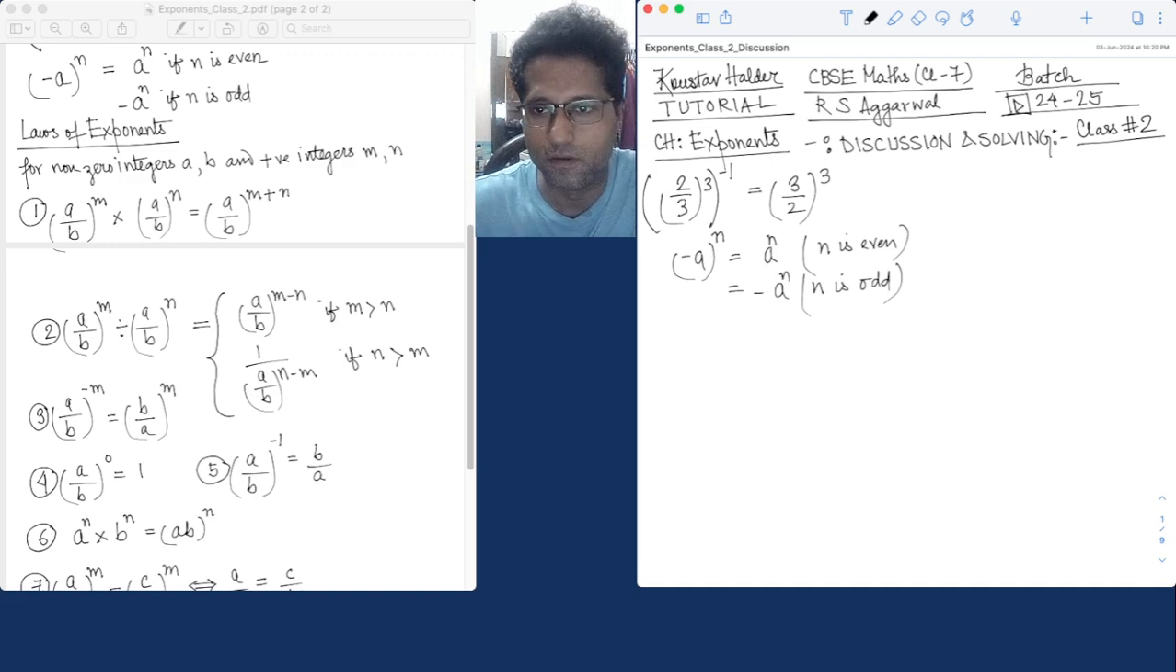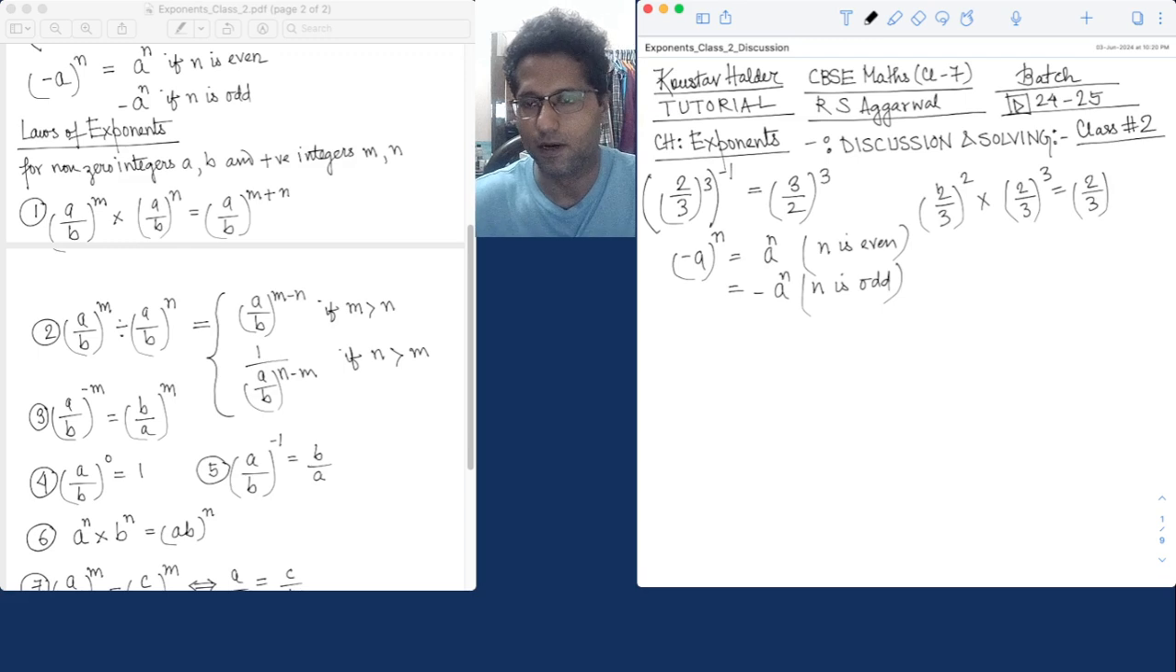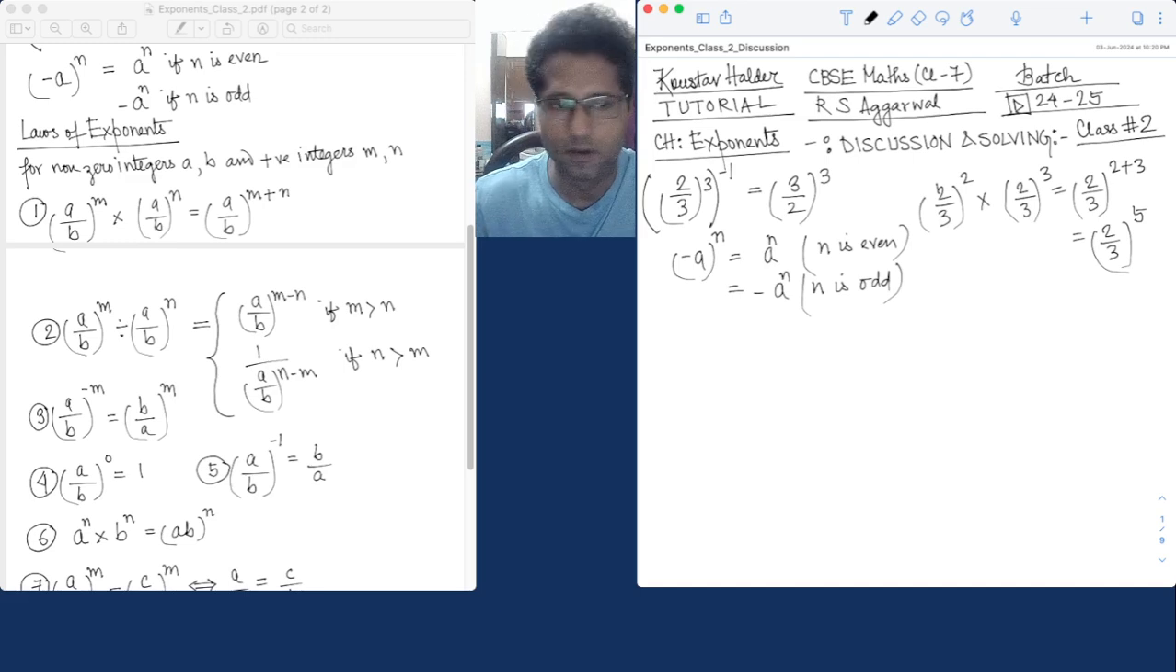So we have, let's say, 2 by 3 raised to the power 2, that is the square of 2 by 3, multiplied by the same base 2 by 3 raised to the power 3. This is nothing but the same base, where we sum the exponents, that is 2 plus 3. This is 2 by 3 raised to the power 5. So this is law 1.